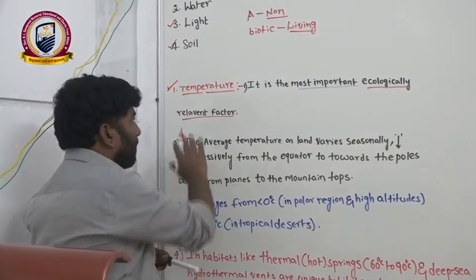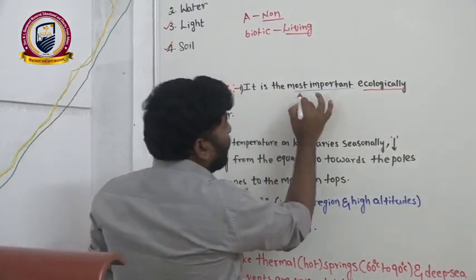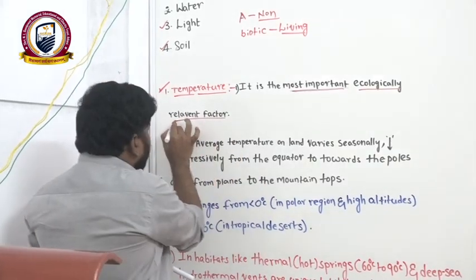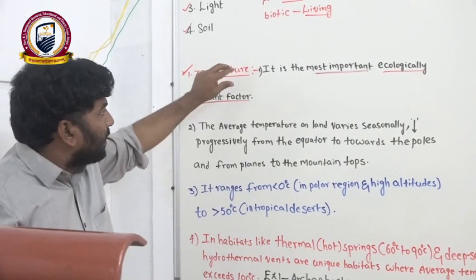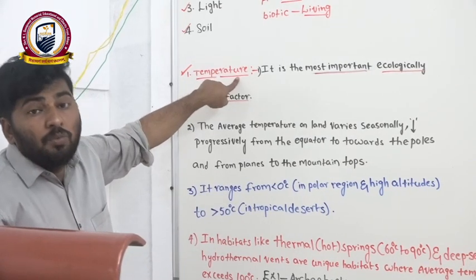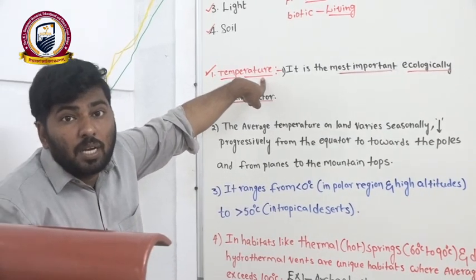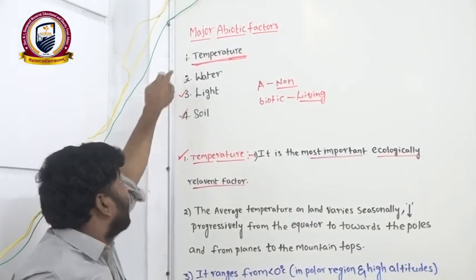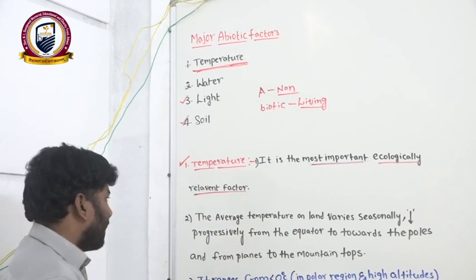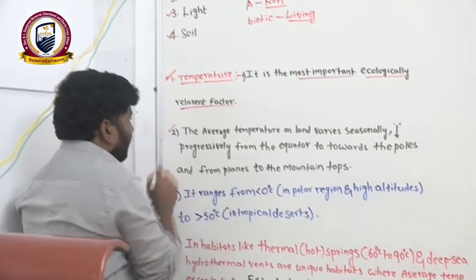Now the meaning of the first line is, it is the most important ecologically relevant factor. Sometimes in the entrance exams they will ask which one is the most ecologically relevant factor out of these four. That is temperature. Clear? Now, the second point you can see here.